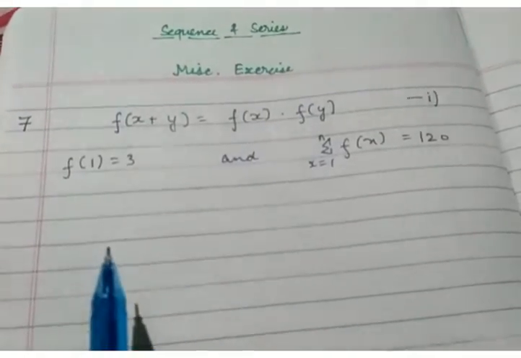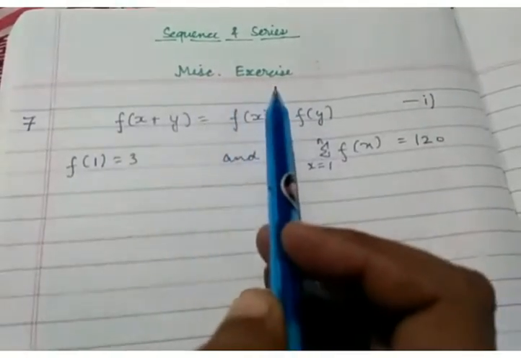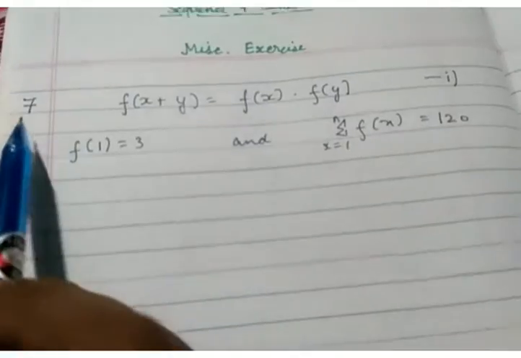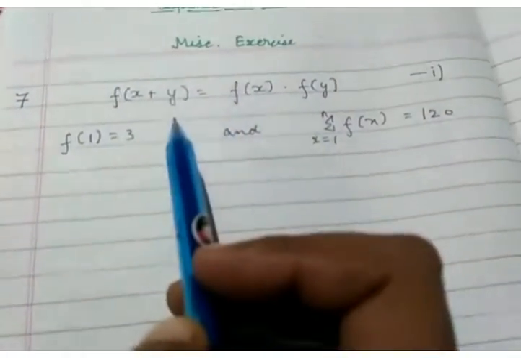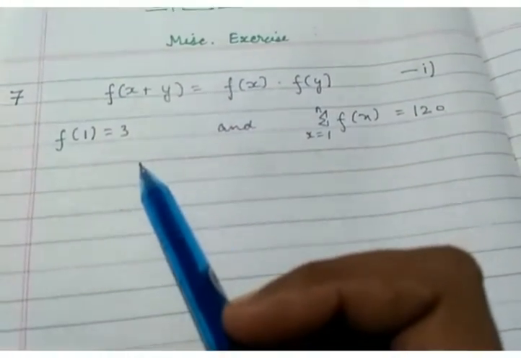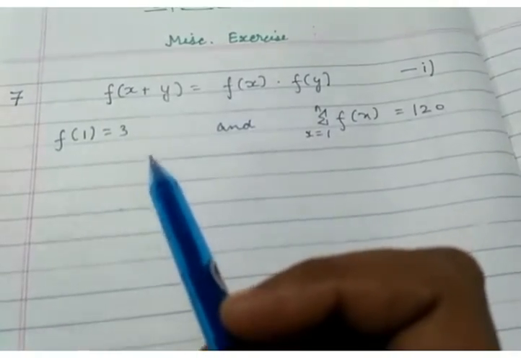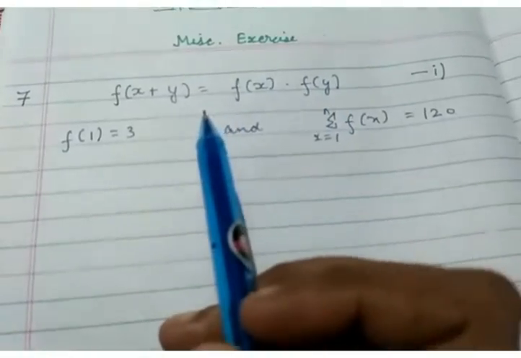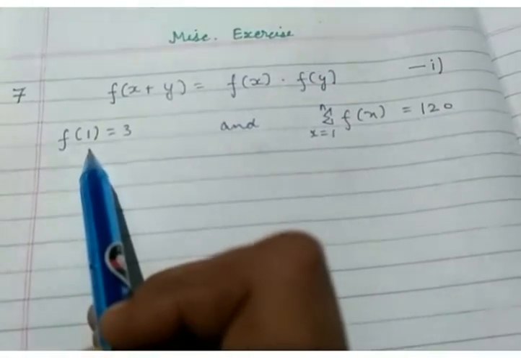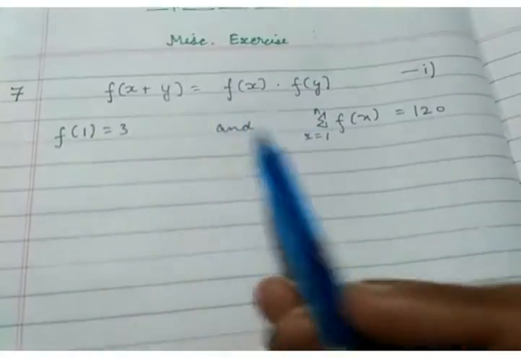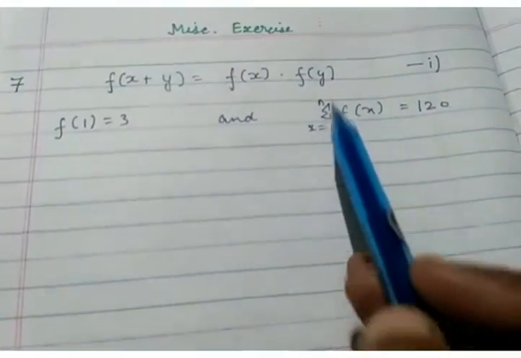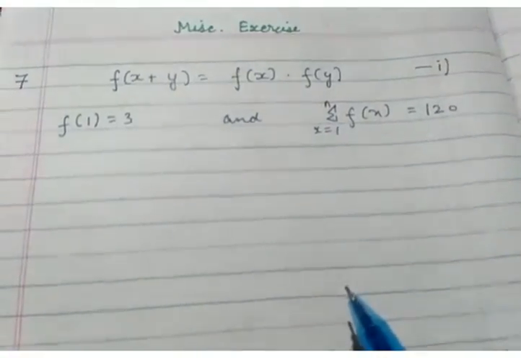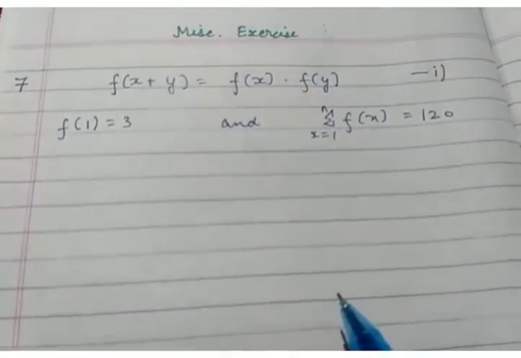So the first question that we're going to discuss is from the miscellaneous exercise, the questions that you have asked and the doubts. First question is question number 7. The question is, if f is a function satisfying f of x plus y equals f of x into f of y, along with that we have been given the value of f at 1 is 3 and summation x equals 1 to n of f of x equals 120. In the question we have to find the value of n.